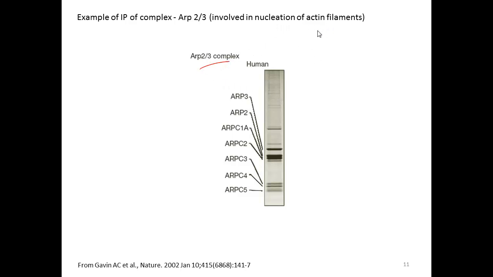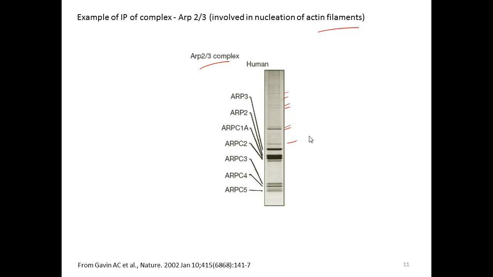The ARP2/3 complex is involved in nucleation and regulation of actin filaments. And here they've labeled many of the members of the complex, cutting each band out at a time. But you'll notice, again, some of the difficulty here. There are many bands which could easily be identified using mass spectrometry, which are not part of the complex.